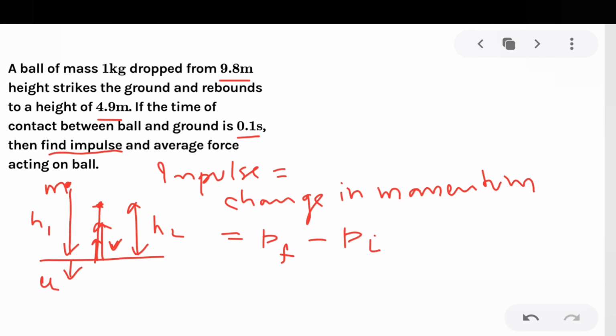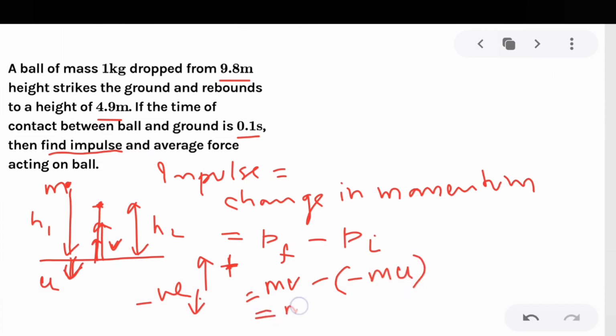So if we take the upward direction as positive and downward direction as negative, that means the final momentum will be positive. So it will be equal to mv minus, now here the ball just before impact is moving in the downward direction. So momentum will be in the downward direction, so that will be negative because we have taken the downward direction as negative. So it will be minus of minus mu. So that makes it mv plus mu.